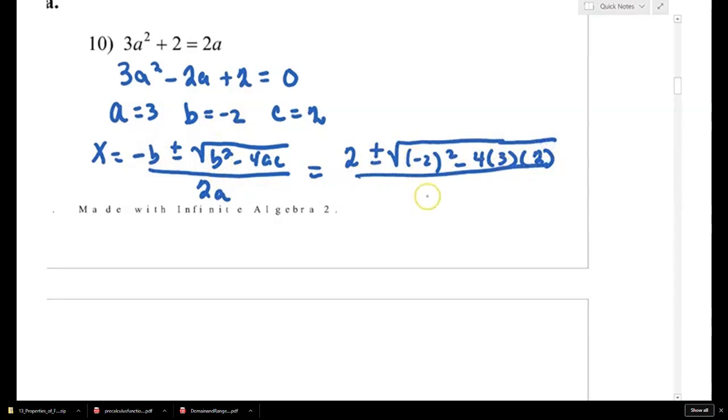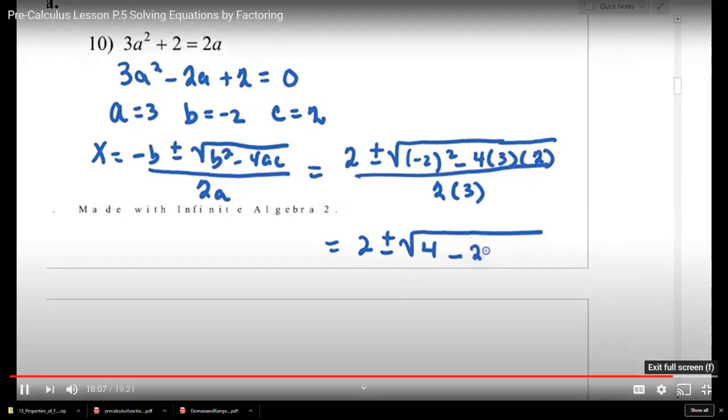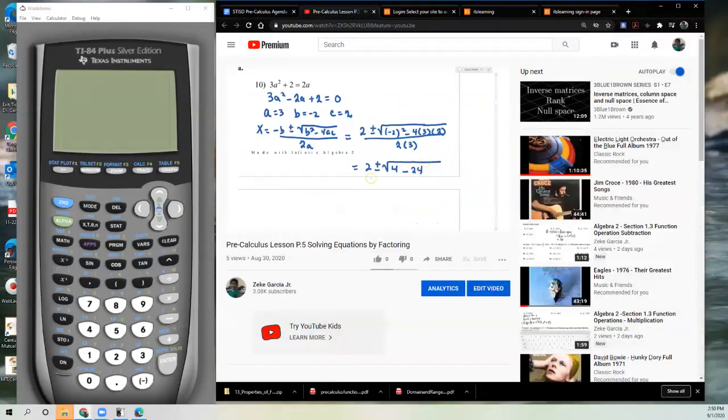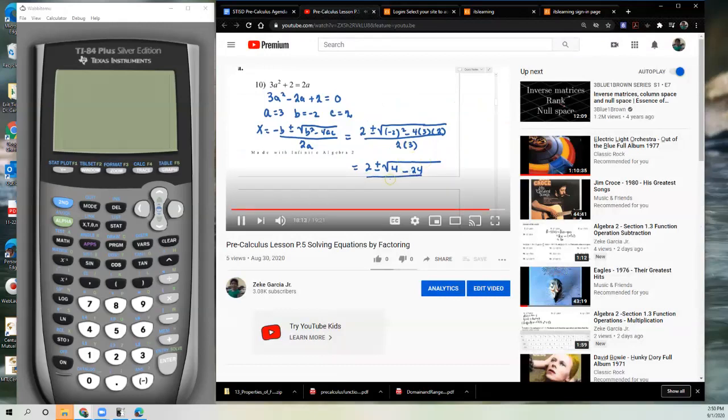Divided by 2a, which is going to be 3. So we have 2 plus or minus the square root of negative 2 to the second power, which is 4, minus 4 times 3, which is 12, and 12 times 2 is 24, divided by 2 times 3, which is 6. So we have 2 plus or minus the square root of negative 20 over 6.